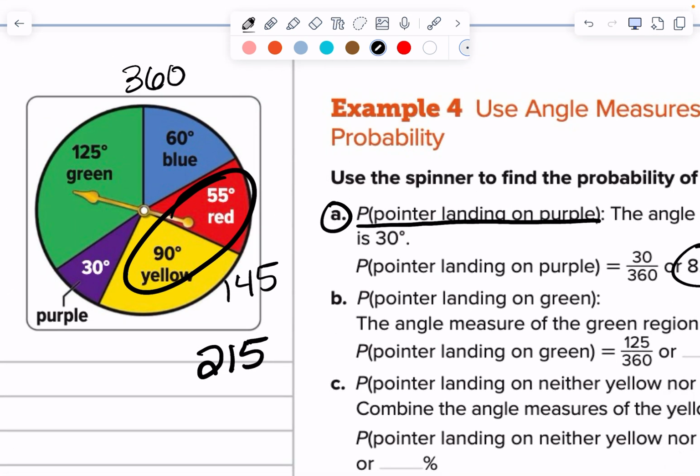Now, hold up. Real quick. Sometimes they will switch it up on you. What happens if they do this as percent? Then it's already in percent, right? Percent is out of 100. Degrees is out of 360, right? Okay, so there you go.